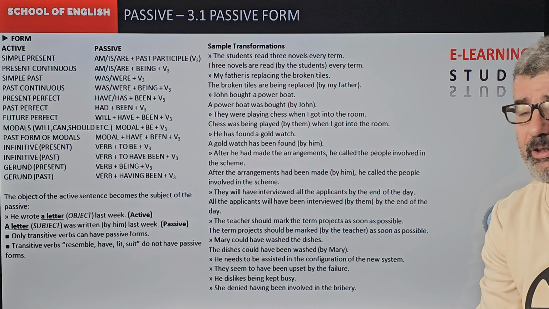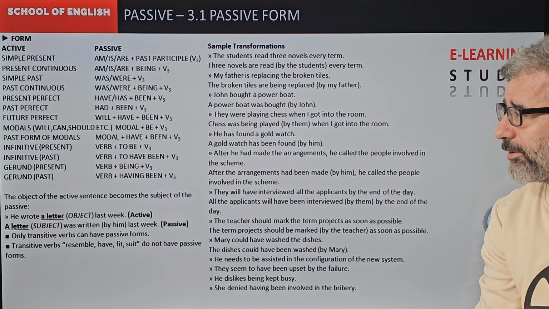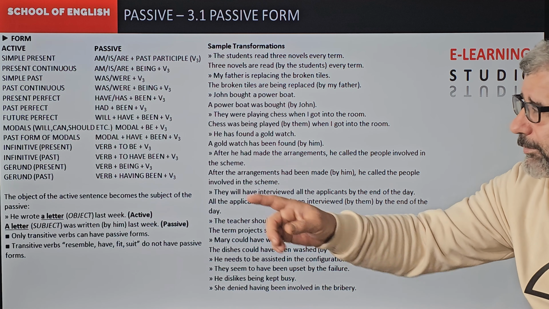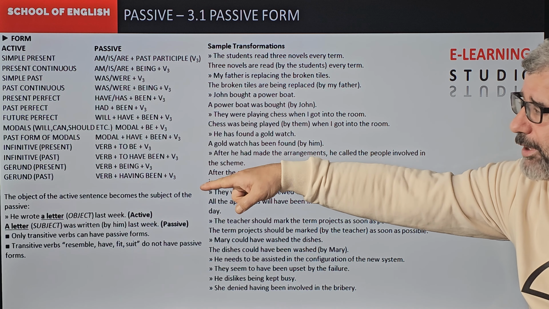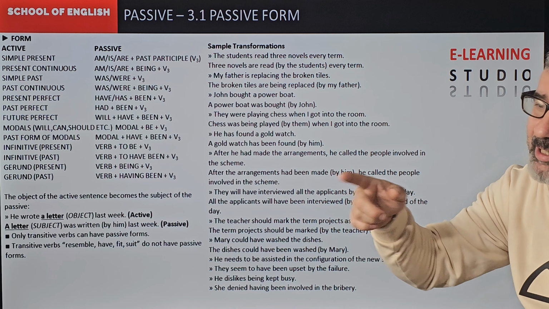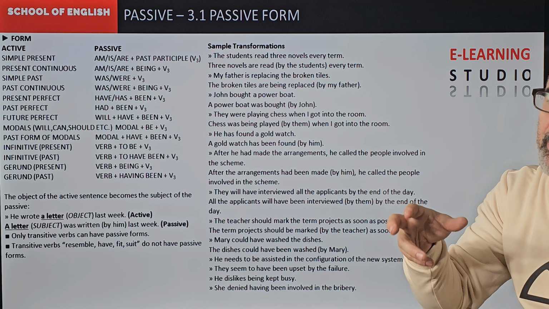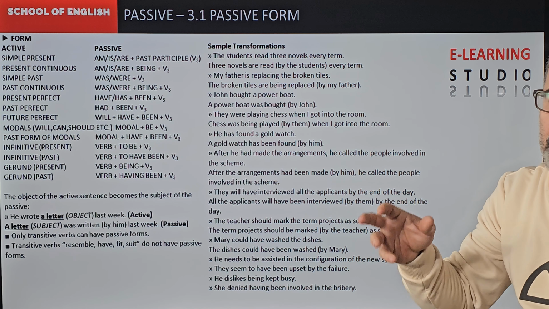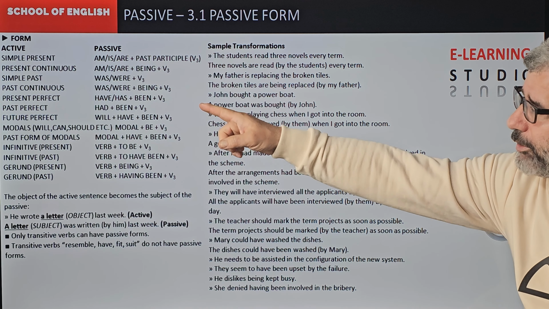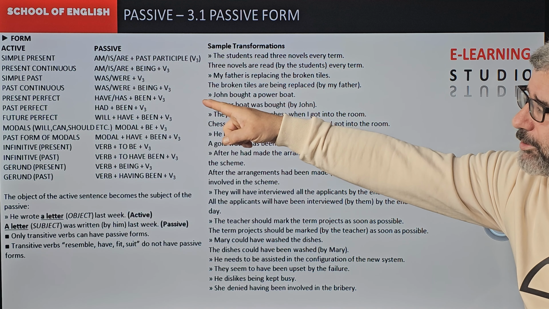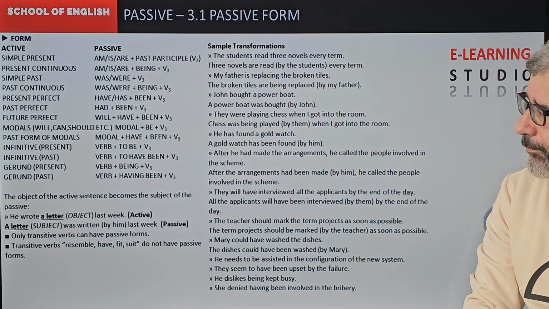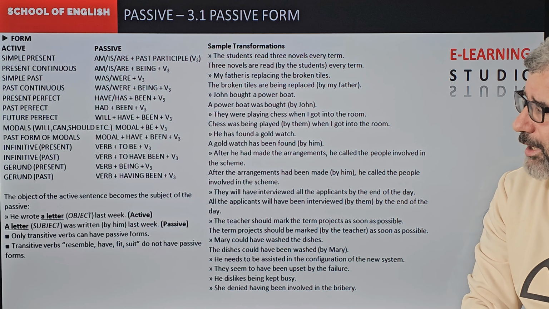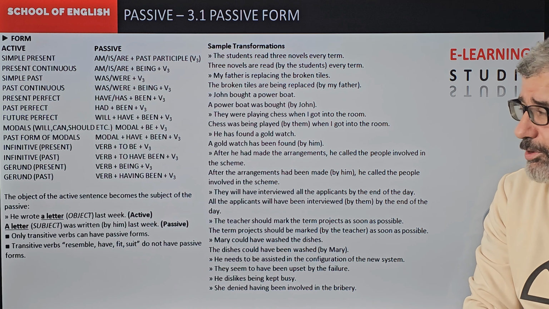Yes, this is a quite detailed list. And as you can see, there is a common form at the core of each formation, each transformation. That's be plus past participle. That's the core formation of passive. It only changes shape according to the tense with which it is used. So that's how we form passive structures.